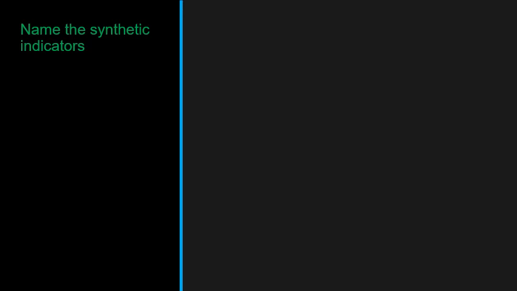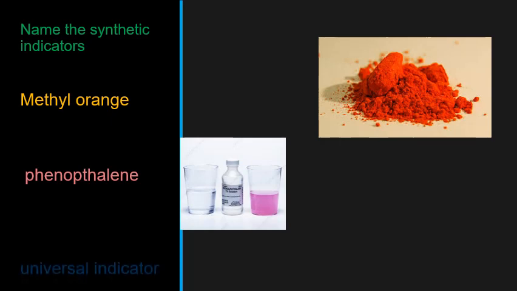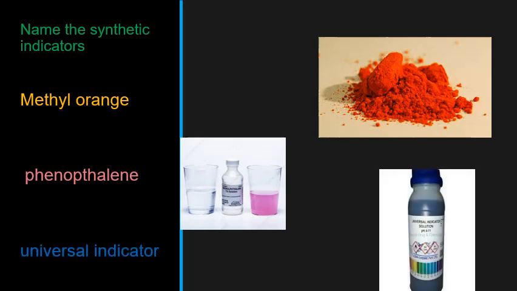What are those synthetic indicators? Name them. Yes, the first one is methyl orange, phenolphthalein, and universal indicator. These are the three synthetic indicators, that means man-made indicators, which you use in the laboratory to identify the pH values or to identify whether the given substance is acid or base.